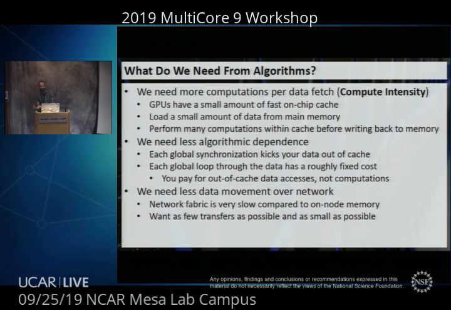And finally, we need to move less data over the network because the network is slow as all get out, and the latency can be quite high and the bandwidth can be quite low over network, especially compared to on-chip memory accesses.